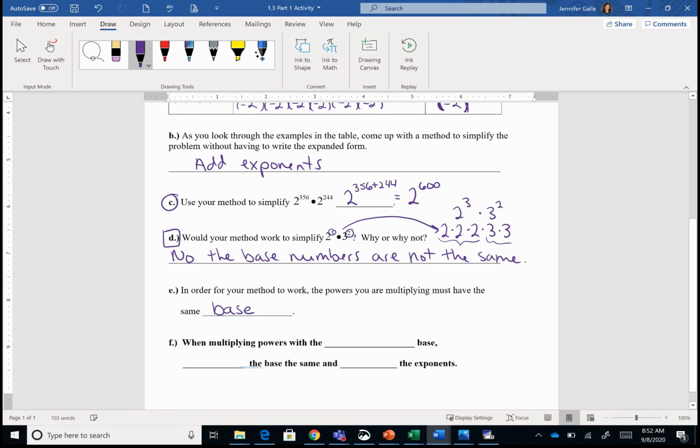And that's why when we started this little activity, guys, I made sure we talked about what is meant by base and what's meant by exponent. Base is going to be a word we use a lot when looking at our exponent properties.